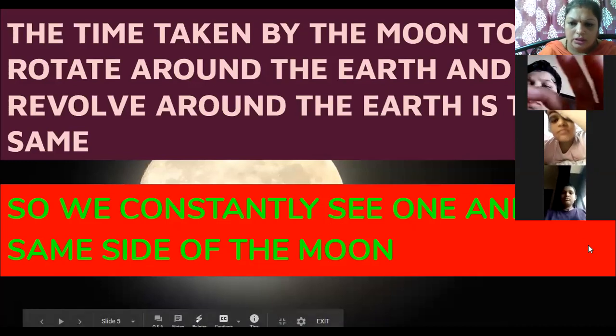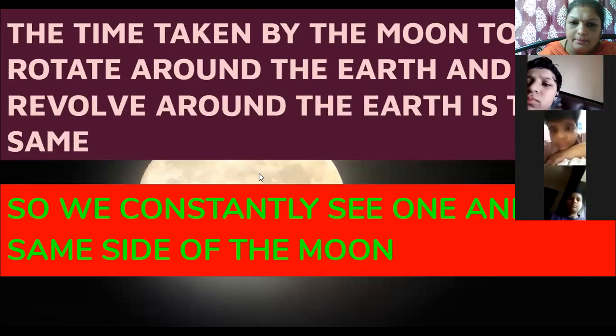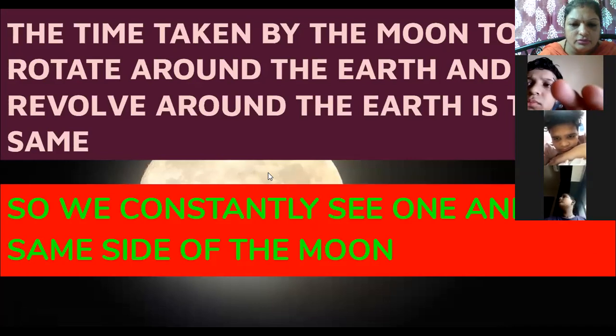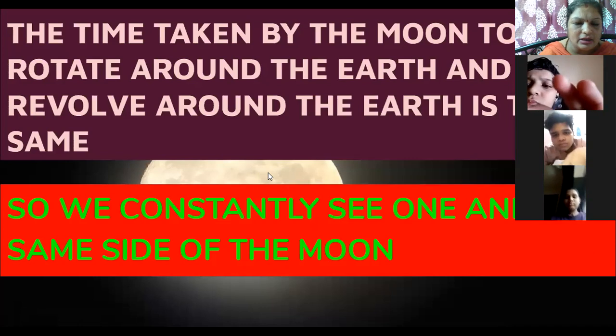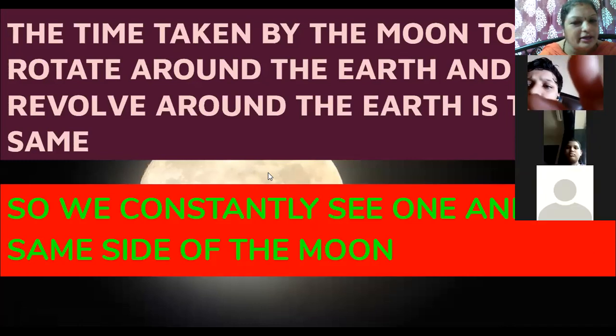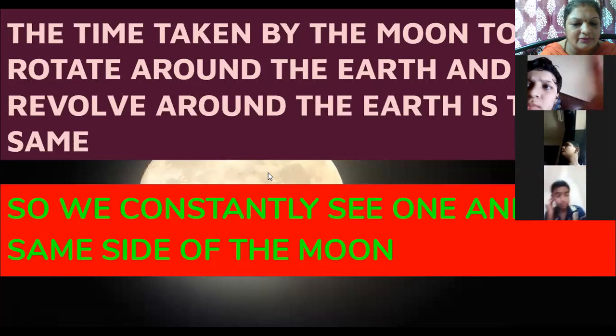So now, you know the rotation and revolution period of the moon is the same. So we can see only one side of the moon. And that side which we see, boys, has a little bulge because of the gravitational pull of the earth. The moon will not be pulled into the earth's orbit, but the force always acts. So you can see the bulge on the moon.